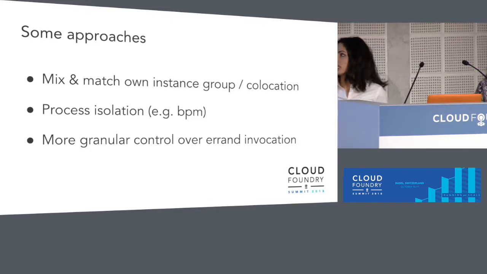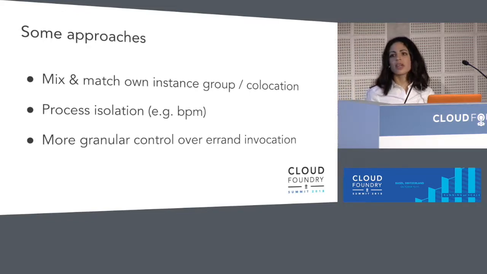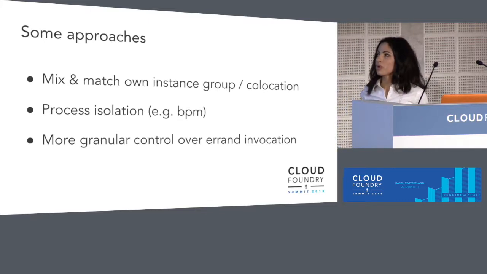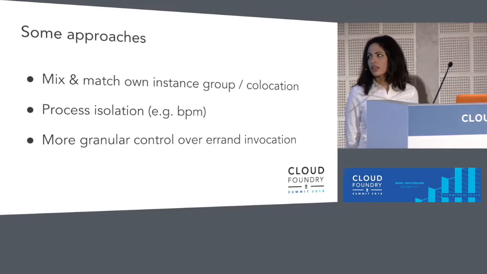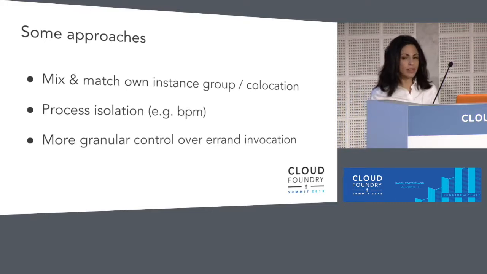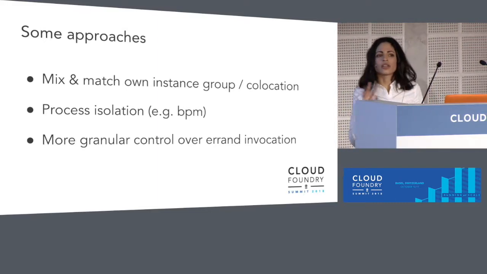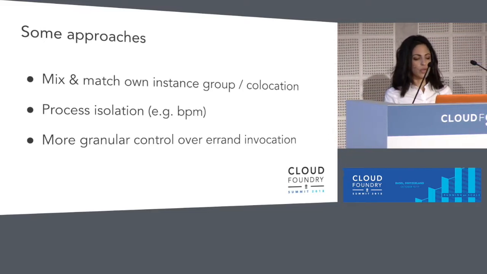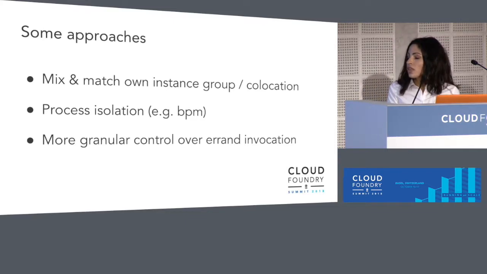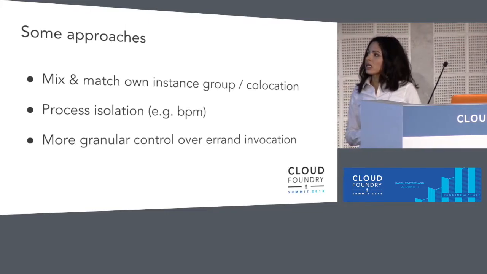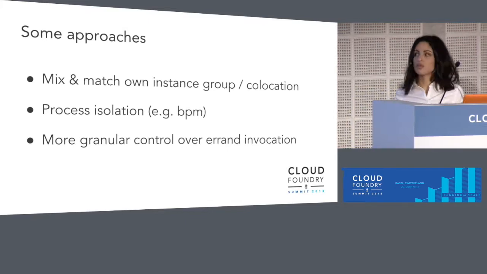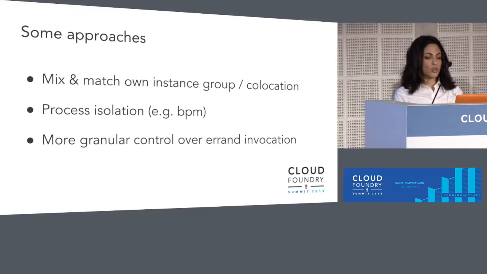The second pattern that we've seen is using collocated errands in combination with some process isolation component. An example is BPM, Bosh Process Manager. And the interesting functionality that it adds on top is that it namespaces processes, including errands, and that allows for an additional layer of isolation and could reassure operators that have a particular focus on processes being isolated. The last use case, which is quite interesting, is the more granular control that comes with operating collocated errands, and specifically on errand invocation. Let's have a little bit of a more detailed look into that.